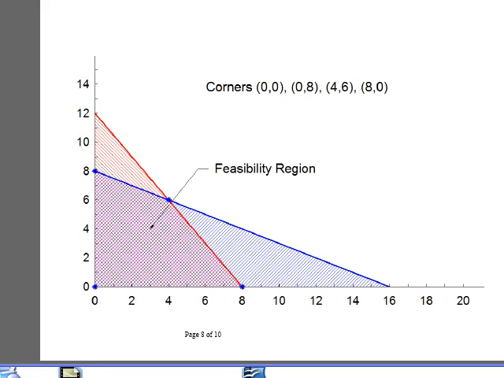Okay, here I've graphed those lines for the inequalities. I've graphed the inequalities in quadrant 1. Remember, I only need to look at quadrant 1. So the blue line was the constraint on my painting. The red line is a constraint on the assembly time.